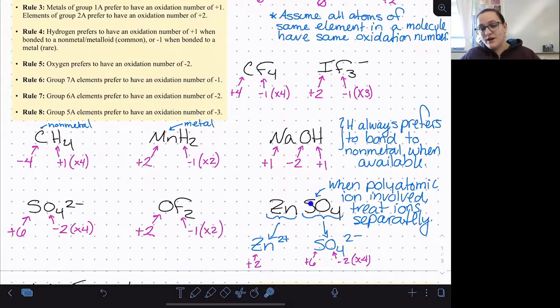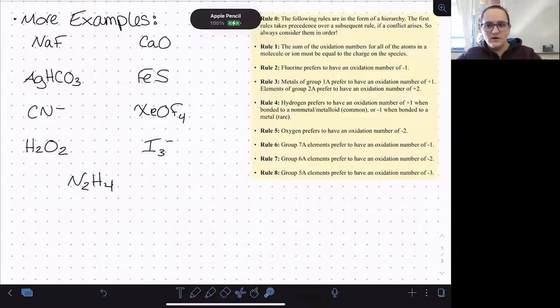We know that the sulfate ion as a whole has a charge of -2, so we need to respect that and we need to treat it as that. So whenever you have a polyatomic ion involved, you want to separate the ions and think about them individually to determine your oxidation numbers. So now I'm going to have you pause here and try to do a few more examples on your own, and then we will go through them together.